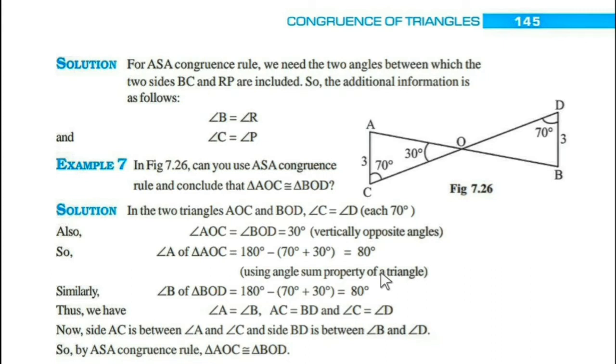property of a triangle. Angle B of triangle BOD will be equal to 180 minus 70 plus 30. Here also this is 30, so 180 minus 70 plus 30 equal to again 80 degree. So angle A equal to angle B, AC equal to BD, and angle C equal to angle D. Now side AC is between angle A and angle C, and side BD is between angle B and angle D. By AAS congruence rule, triangle AOC congruent to triangle BOD.